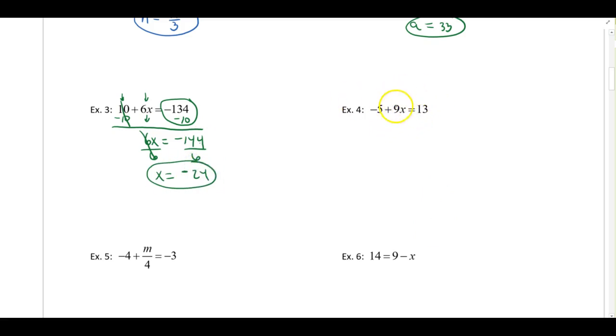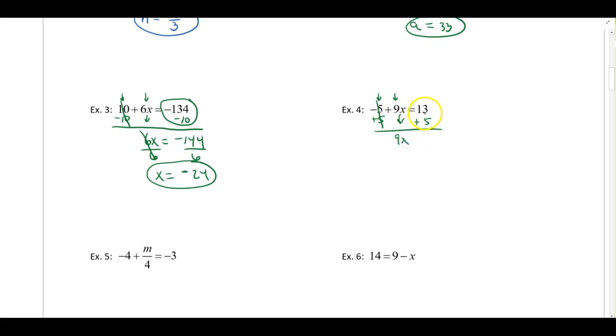Example 4. I have to get rid of 5 and 9, right? What do I get rid of by addition or subtraction? That's the 5. So, since 5 is negative, I have to add it. Those should add up to 0. If I add it to the left side, I add it to the right side.